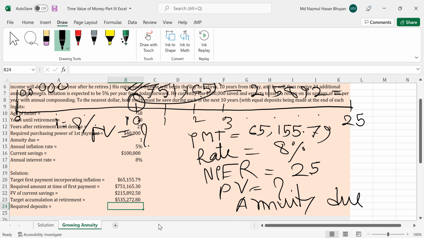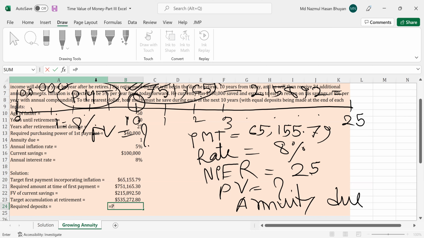Now, how is he going to make this money? He's going to deposit some equal amount for the next 10 years. So from the time period right now till his retirement time period, he's going to deposit some equal amount, PMT. And the question is, what is that PMT which will give him this $535,272. Right. So let us calculate.